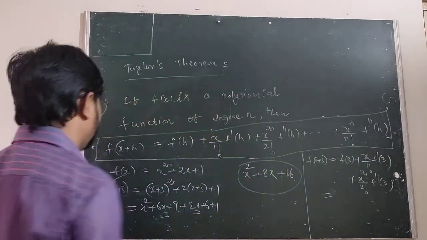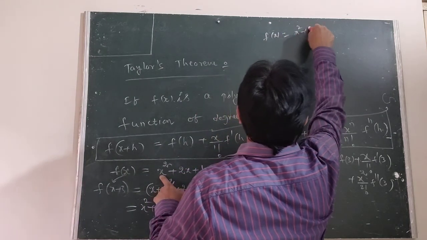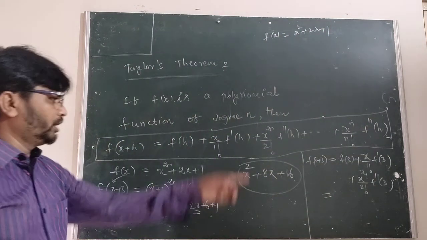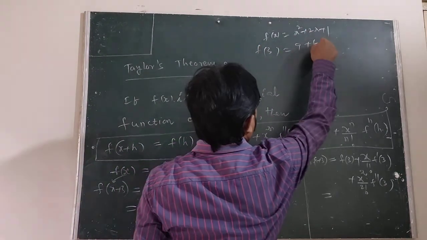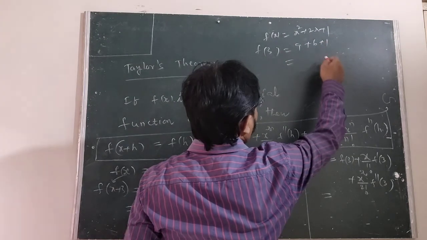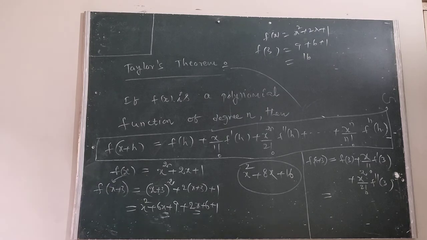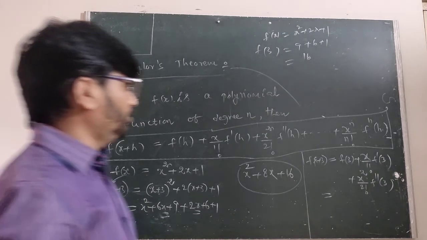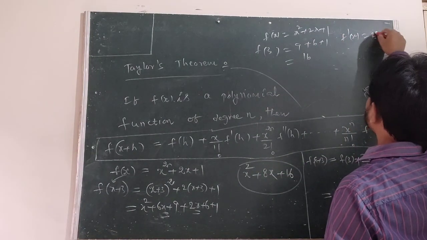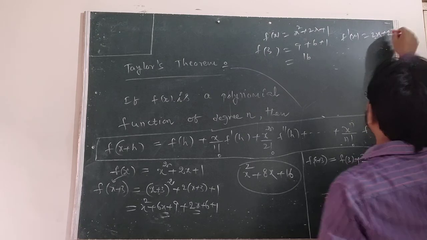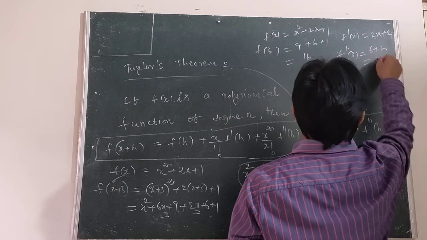What is f of x here? x square plus 2x plus 1. Therefore f of 3 is 9, 3 square, plus 3 times 2 is 6, plus 1. So 16 is the value of f of 3. Now we find f dash of x. f dash of x is the derivative of x square, 2x, plus 2. Now f dash of 3 is 3 times 2 is 6 plus 2, that is 8.